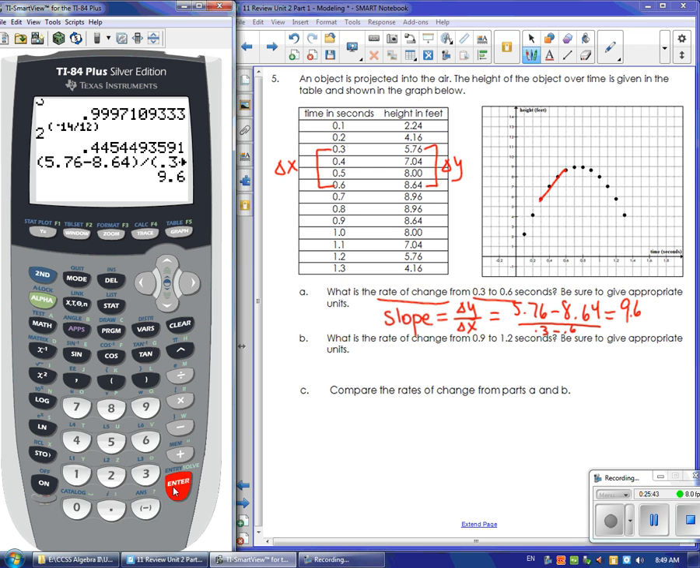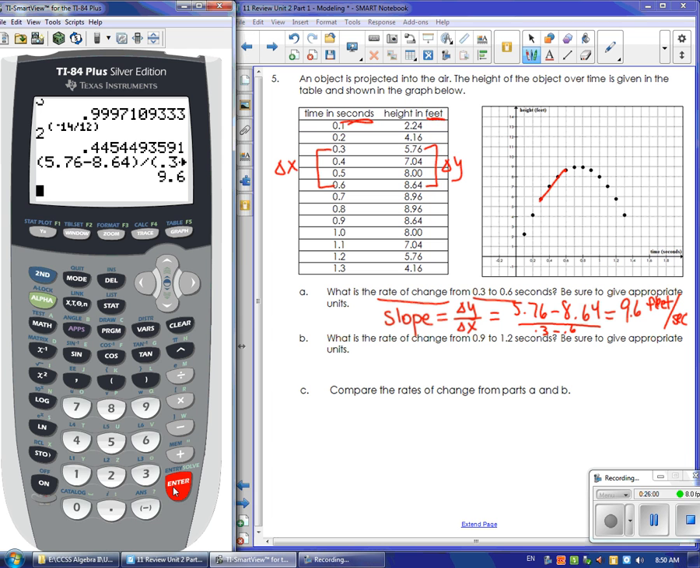I also have to consider my units. Well, remember, the y is going to go on top, the x is going to go on the bottom. The units for y are feet, the units for x are seconds. So this is going to be 9.6 feet per second.